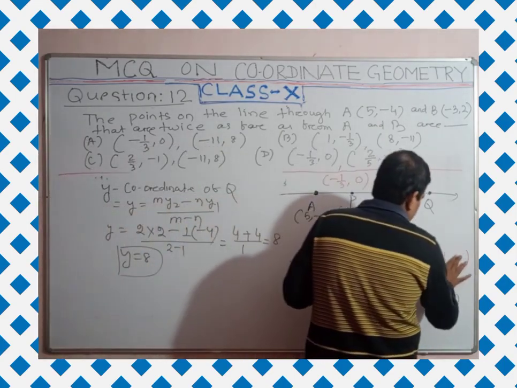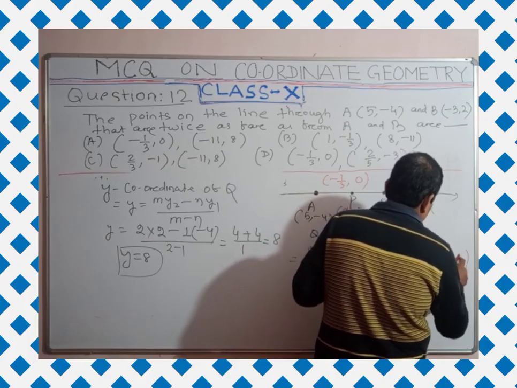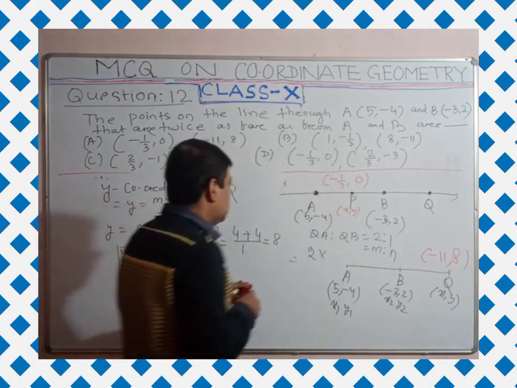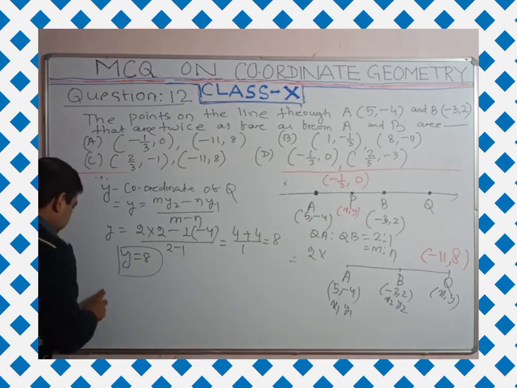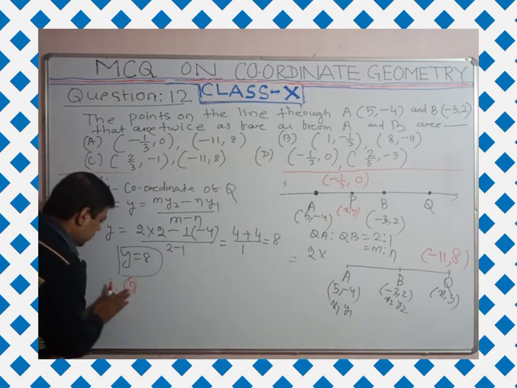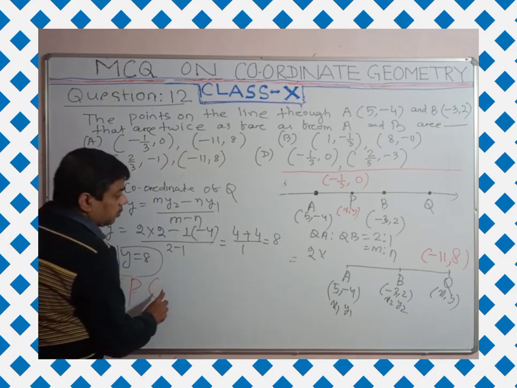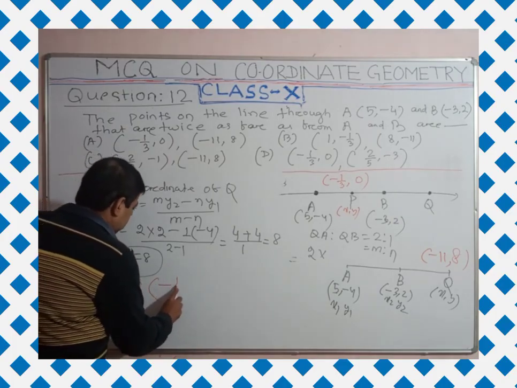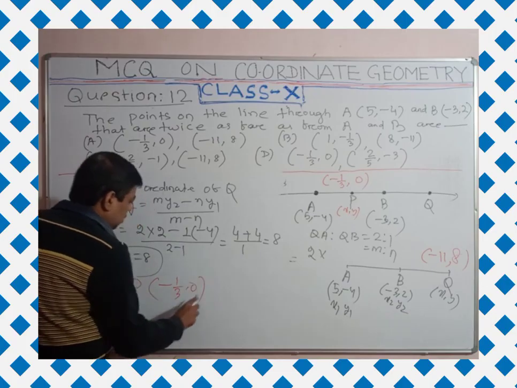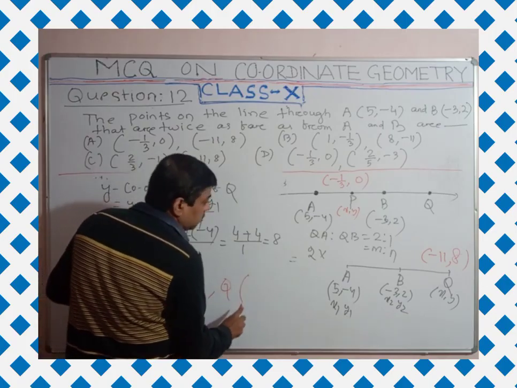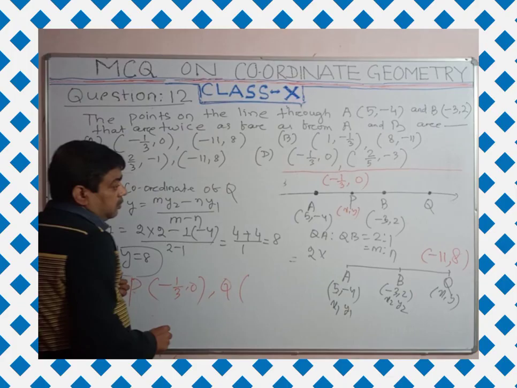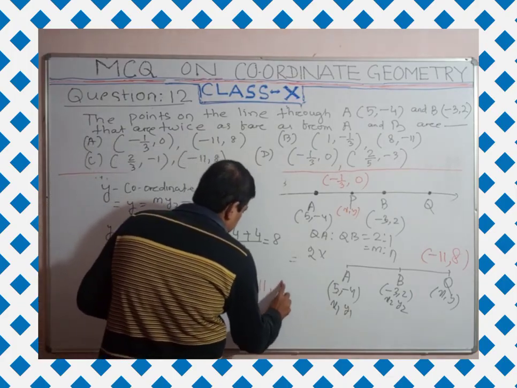This value is minus 11, and another one is 8. Understand? Is it clear? Hence we got the coordinates of Q. The coordinate of P is (minus 1 by 3, 0), and the coordinate of Q is (minus 11, 8).